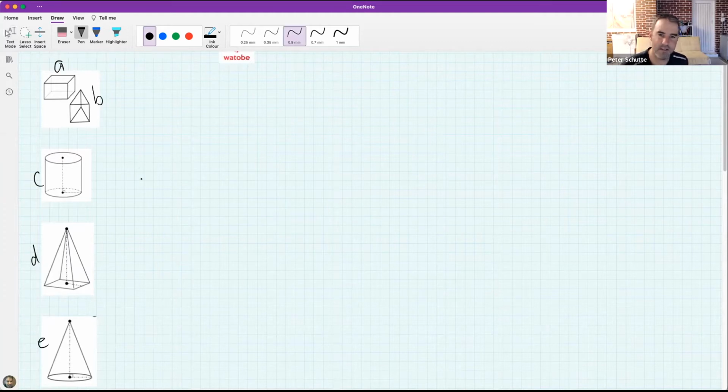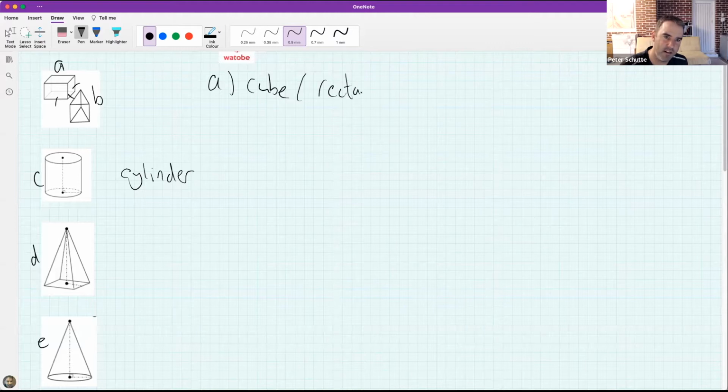Yeah, so C is, yeah, Loretta, you're absolutely right. C is a cylinder. What about A and B? So A could be a cube. It's hard to know if these are equal. If these are all equal, then A would be a cube. Otherwise, we'd call it a rectangular prism.